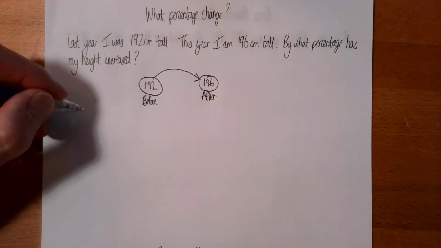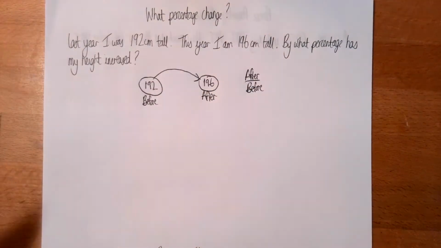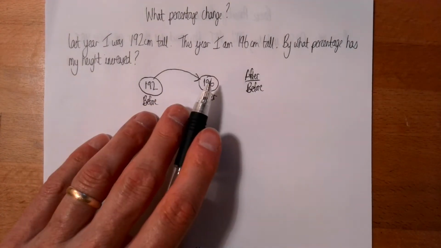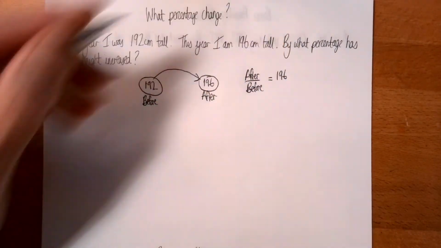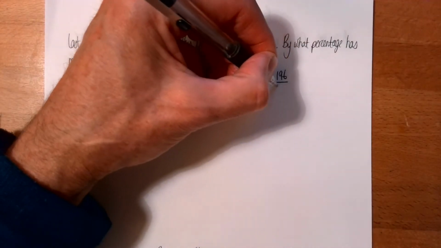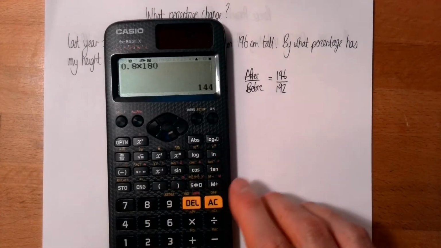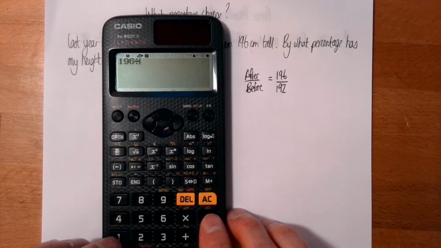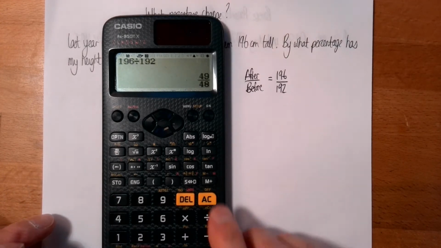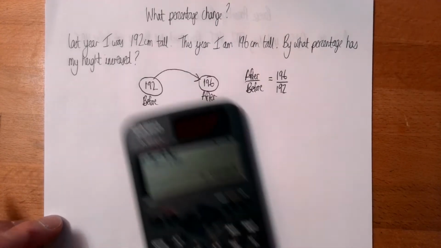I always work out after divided by before. The other way is to work out the change, but I think it's easier just to do after divided by before. So I'm going to do 196, which is my new height, divided by 192, which is the height originally. Got to get that the right way round. Got to be after on the top and before underneath. So let's do 196 divided by 192. And S to D that, and that gives me 1.02083.